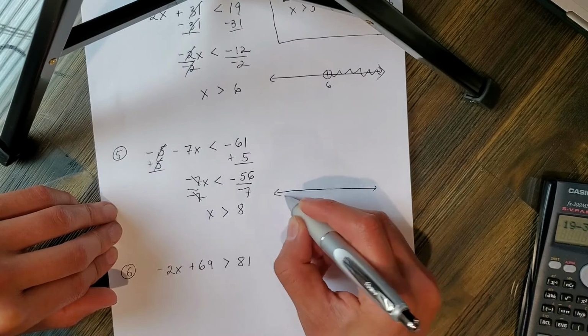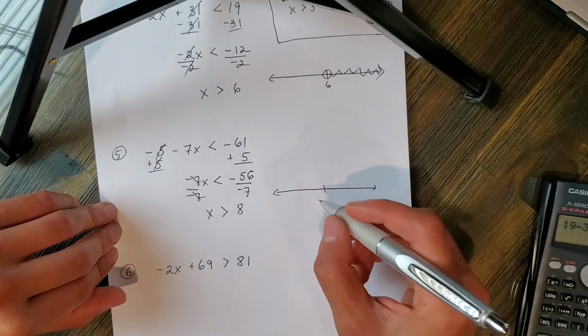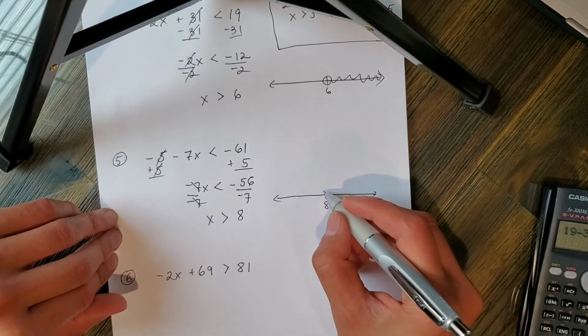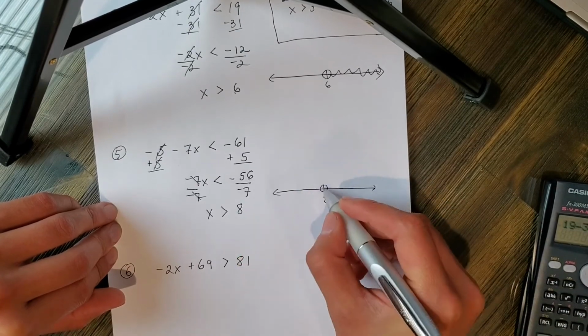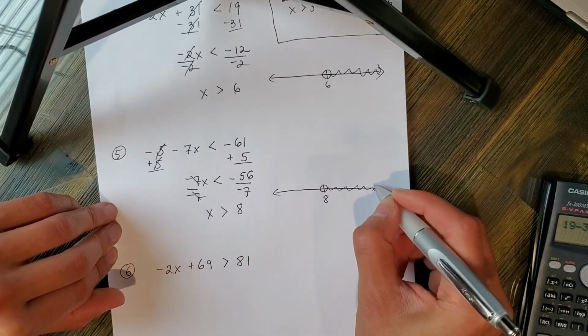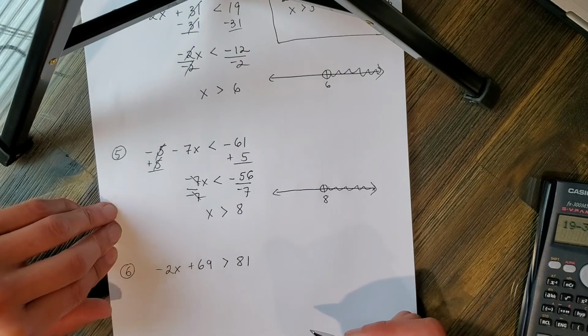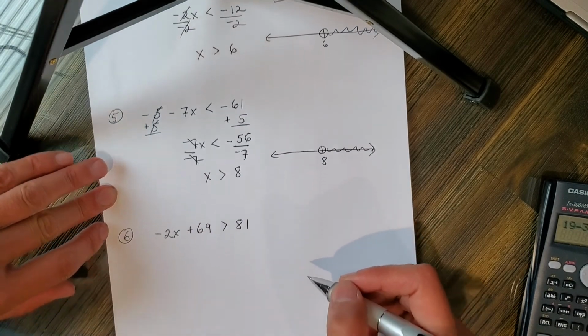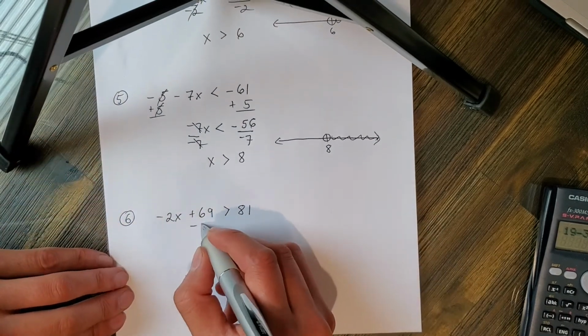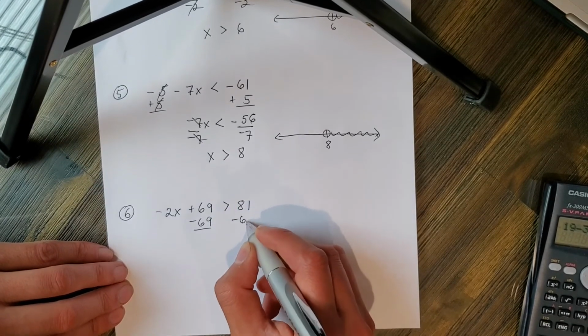Go ahead and draw your graph here. Put just a single tick mark there, put the 8 there, and then put an open circle. Don't shade it in, and then just shade to the right of that because the symbol was greater than. Last one, and then we're done. Let's go ahead and subtract 69 on both sides.